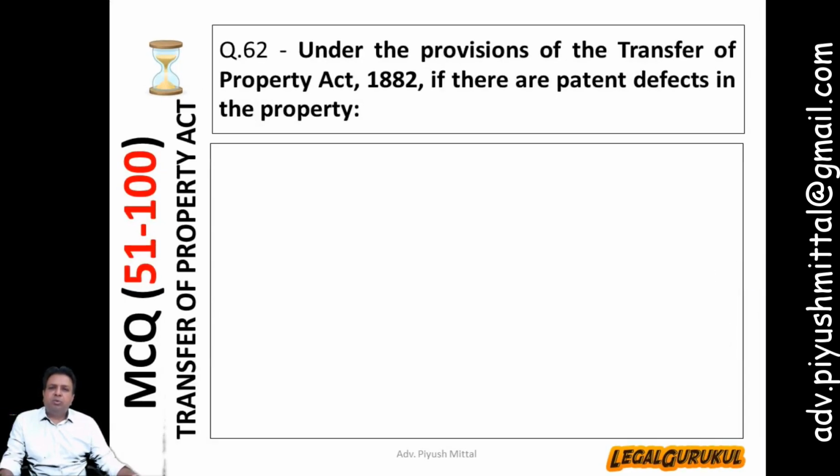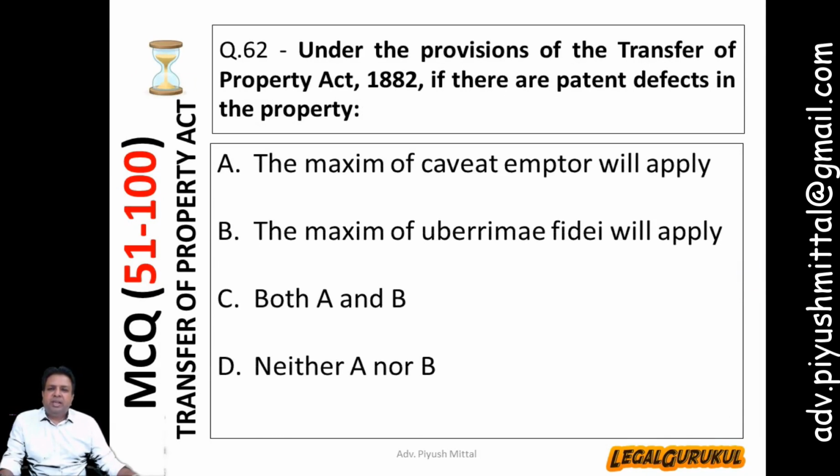Question number 62. Under the provisions of the Transfer of Property Act 1882, if there are patent defects in the property, A, the maxim of caveat emptor will apply, B, the maxim of uberrimae fidei will apply, C, both A and B, D, neither A nor B, and the correct answer is A, the maxim of caveat emptor will apply.